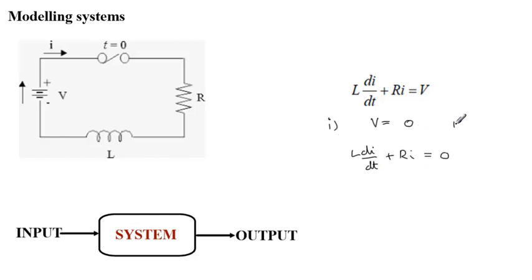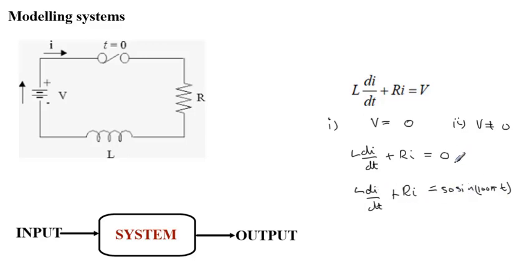On the other hand, if V is not equal to 0, then V could be any kind of input which represents voltage. For example, we could have L di/dt plus Ri equals, say, let's say 50 sine 100 pi t, which could be an oscillating kind of voltage source.